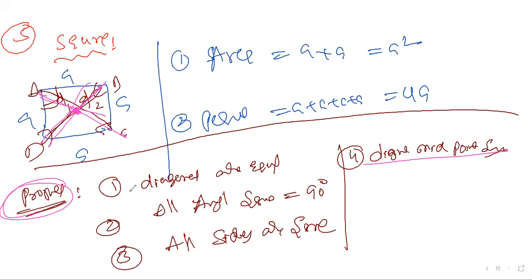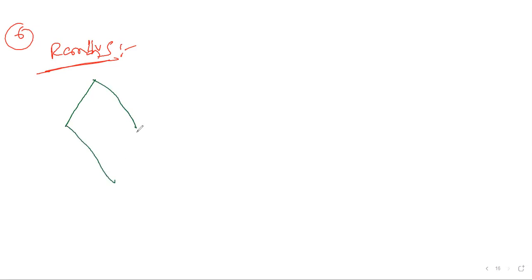Okay. After the square, I'll directly enter into the sixth one. I don't take rectangle; I'll take rhombus. I'll come to the rectangle later. Rhombus looks like a square. All sides are same length.